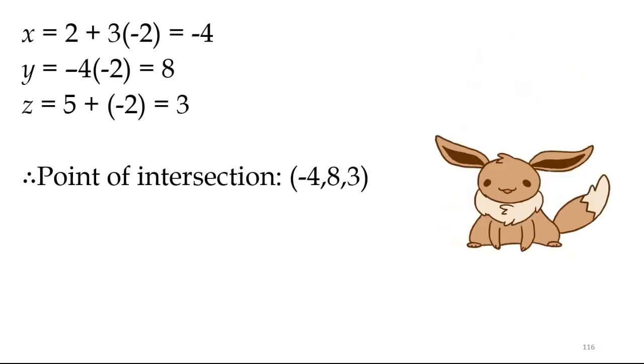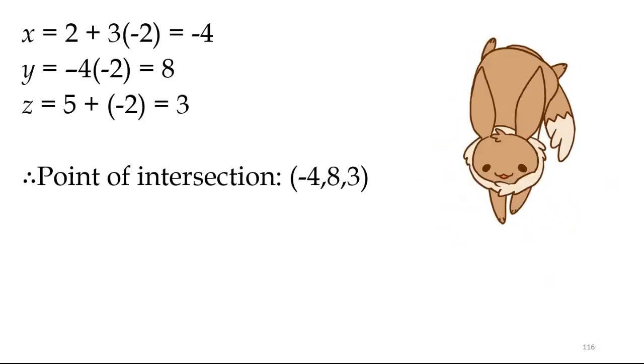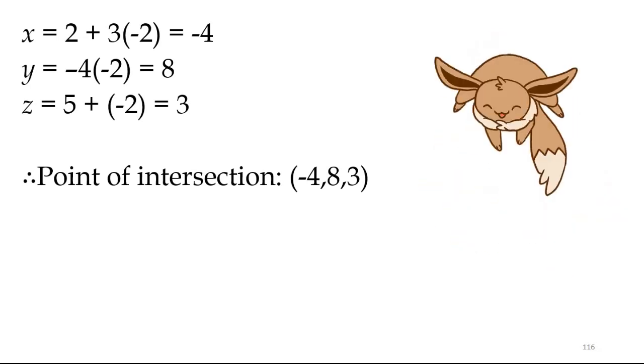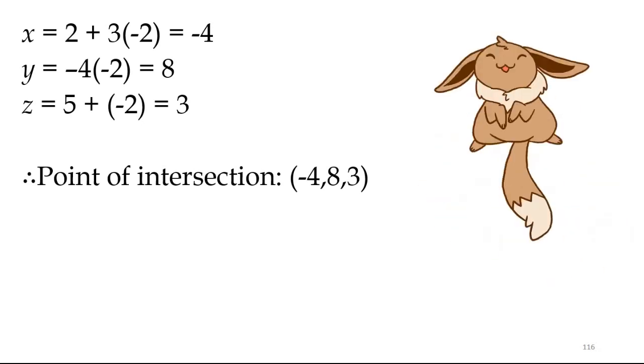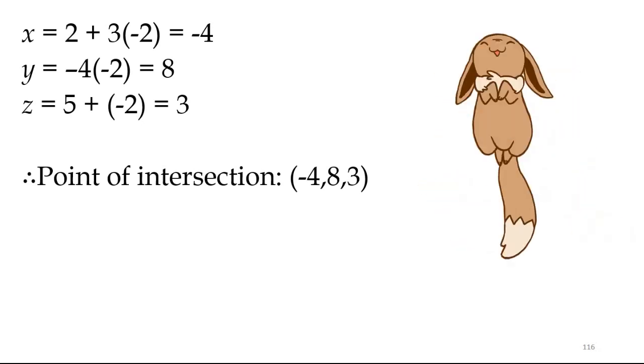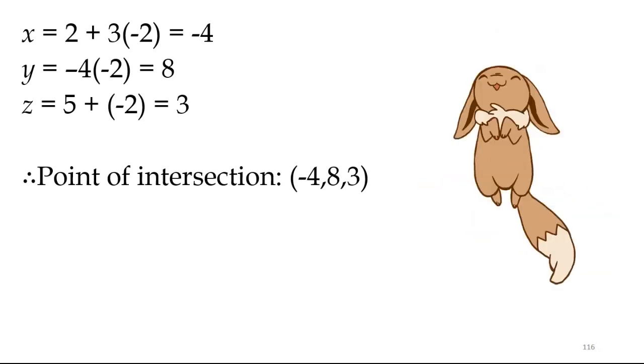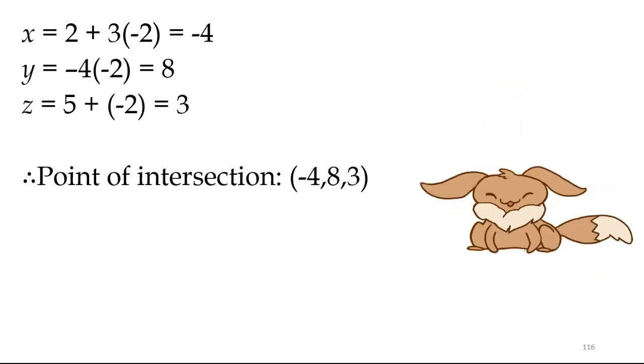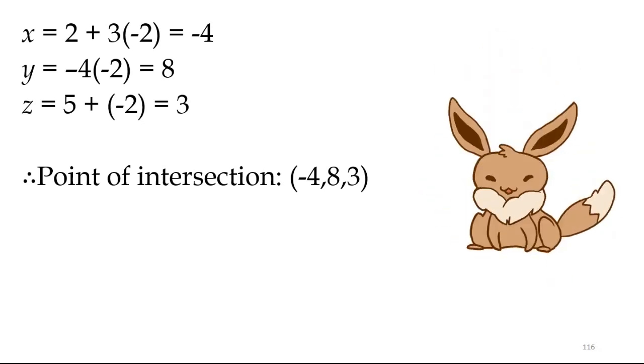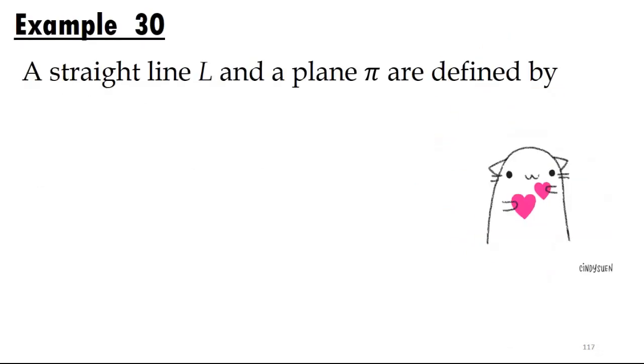Senang je. Ingat, line and then plane. So line letak dalam parametric equation x, y, z. So x, y, z substitute into equation of plane. Then we will get t. T masukkan balik dekat equation of line. Dan dapatlah point intersection. Okay.